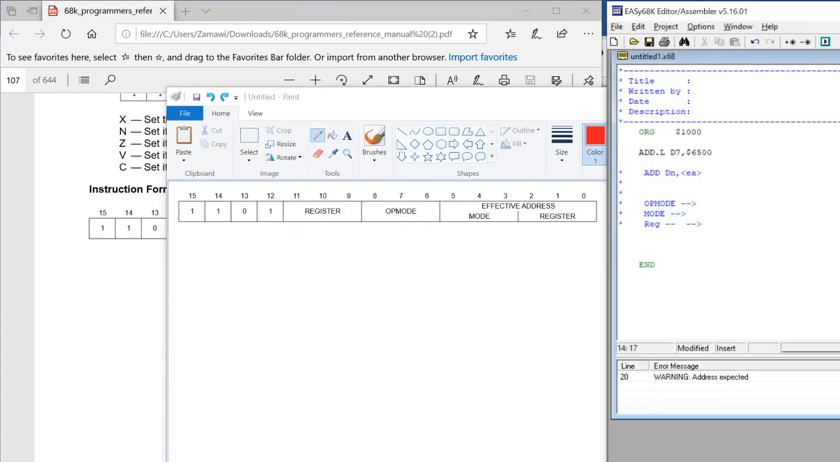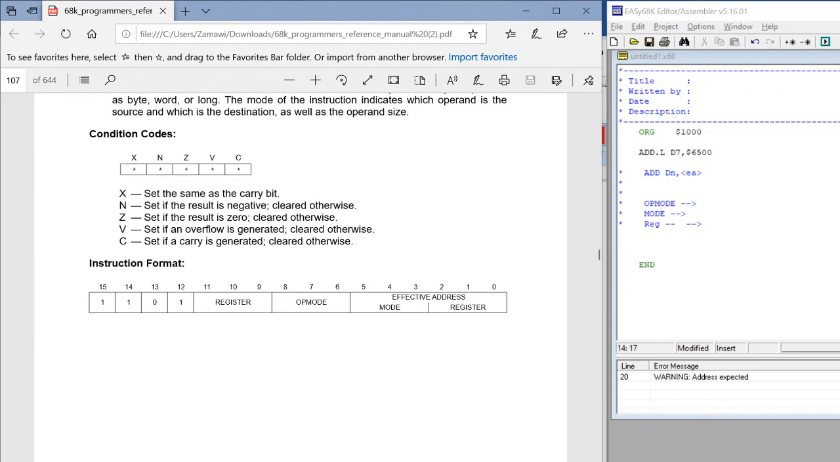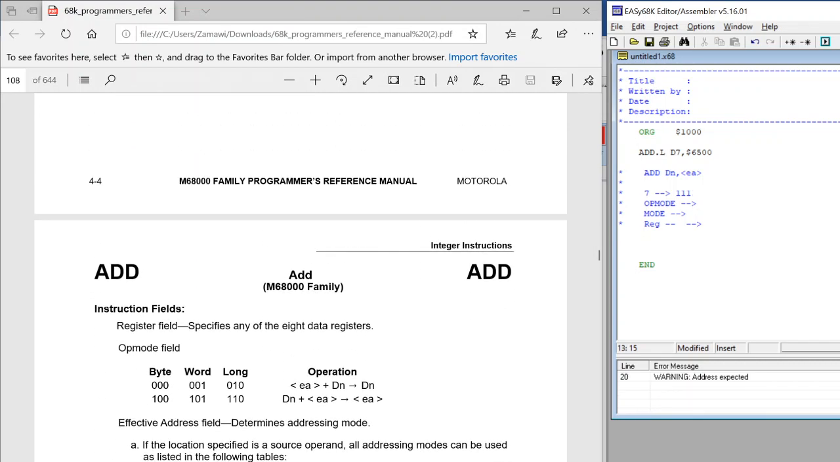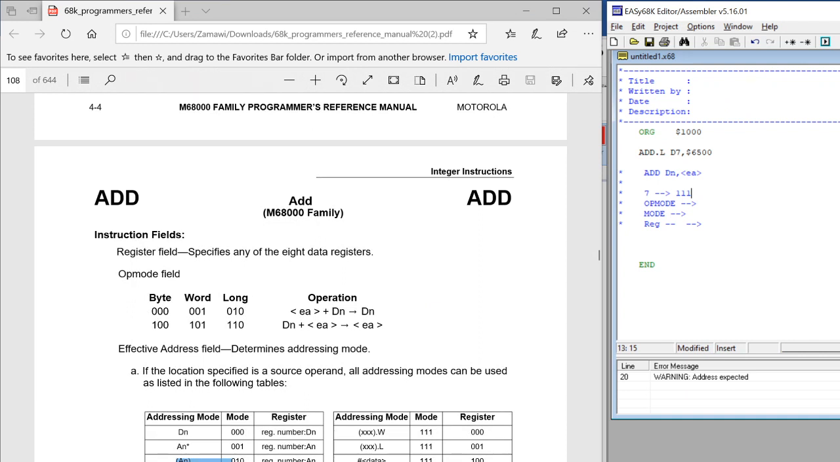Okay. Now add dot long D7 to 6500. Add dot long. So the register will base on this register D7. Okay, D7. 7 means 111. Alright. The op mode. Based on this one, the op mode is add dot long. So which pattern are you going to use? You're going to use this pattern because this is basically this pattern. You're going to add this number to this number, and finally you're going to save this number to the effective address, which is this pattern.